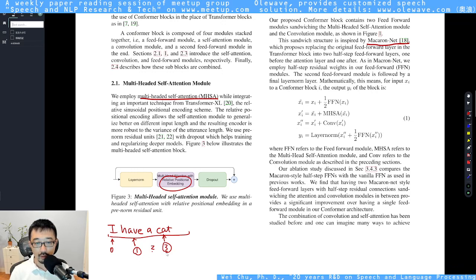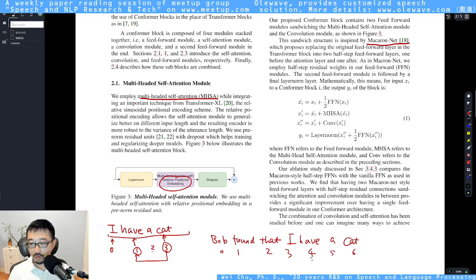So cat position is 3 due to position 1. But it could be that there's another sentence, which is "Bob found that I have a cat." So in this one, this is 0, 1, 2, 3, 4, 5, 6. Okay, so "have" has position 4, but "cat" has position 6.